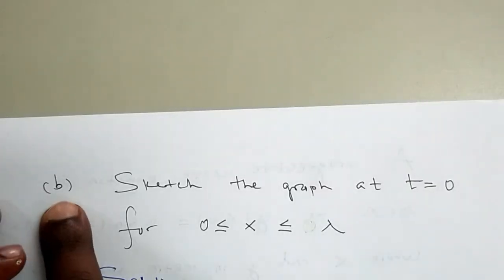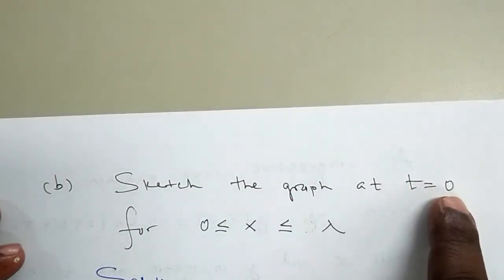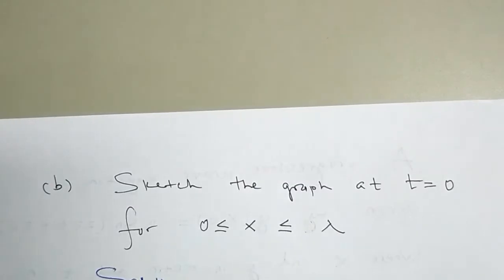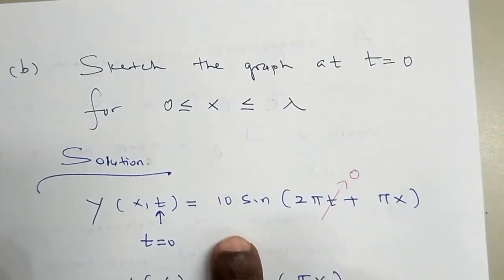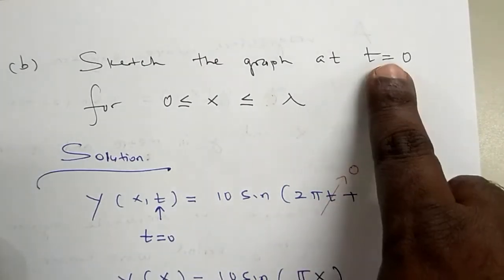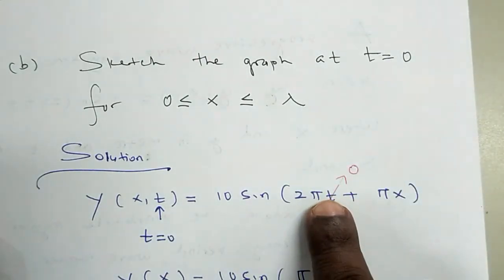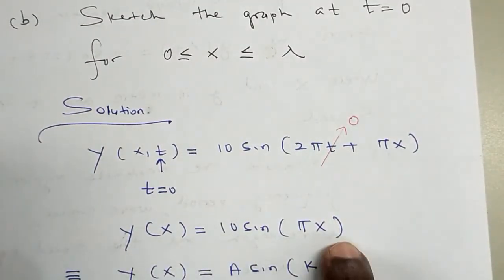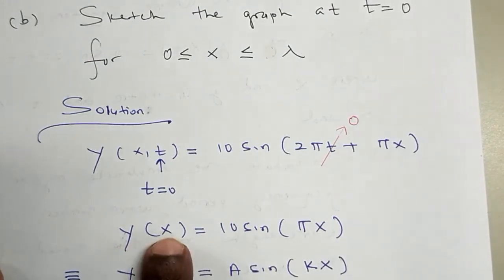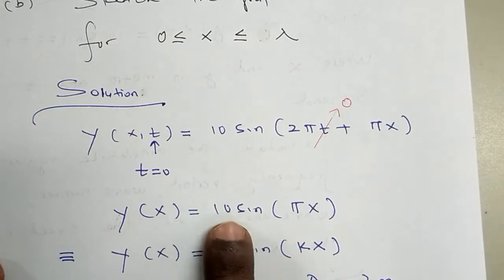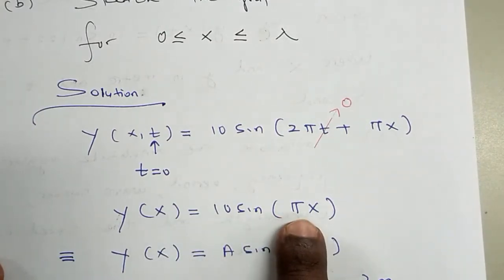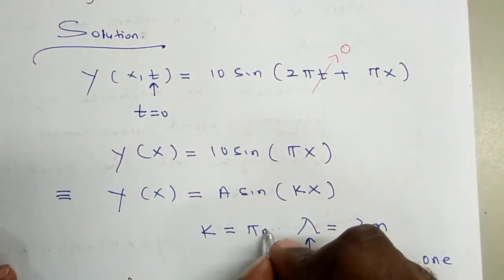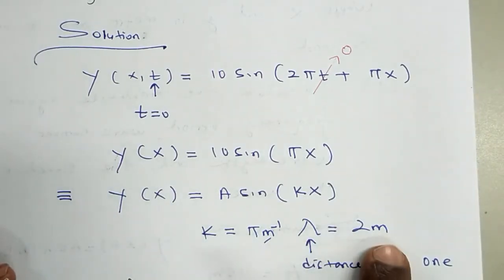For section B, sketch the graph at t equals 0 for this range. From the progressive wave equation, we substitute t equals 0. Then it forms a new equation, which is y in x displacement equals 10 sine in bracket pi x. So from the equation, the wave number is pi per meter and the wavelength is 2 meter.